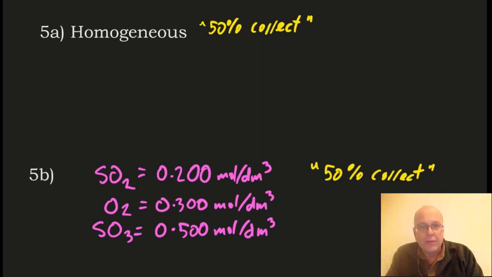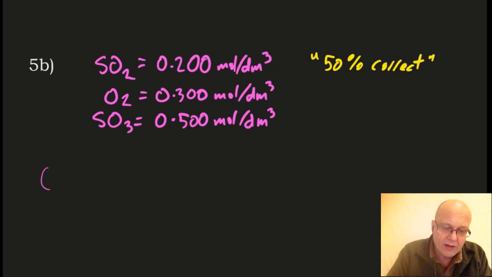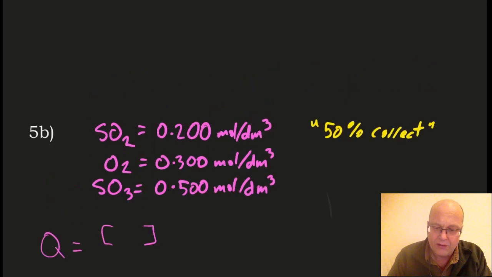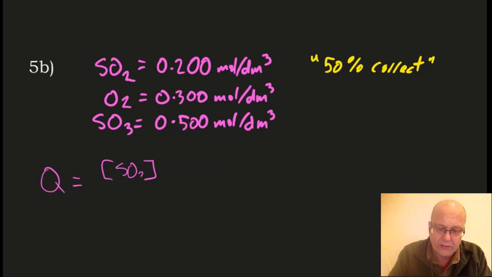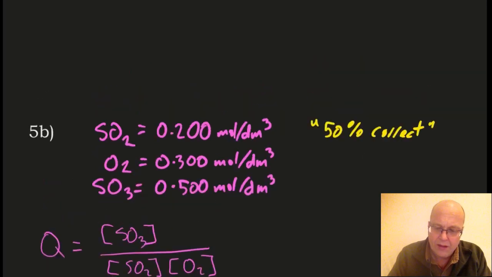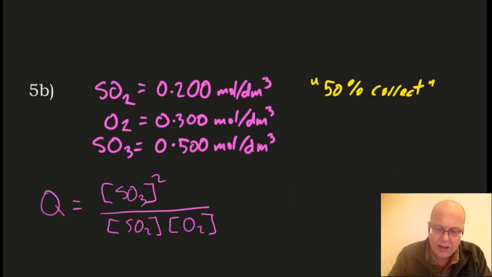Now it looks like equilibrium hasn't been established because you've just thrown all these things into the flask. So instead of using the equilibrium constant, Kc, you're going to use Q, the reaction quotient. Well, it's the same kind of setup. Q is the concentration of the products. What was the product again? Sulfur trioxide. The concentration of the products over the concentration of the reactants. And were there any? Yeah, so I need to put a squared here and a squared there.